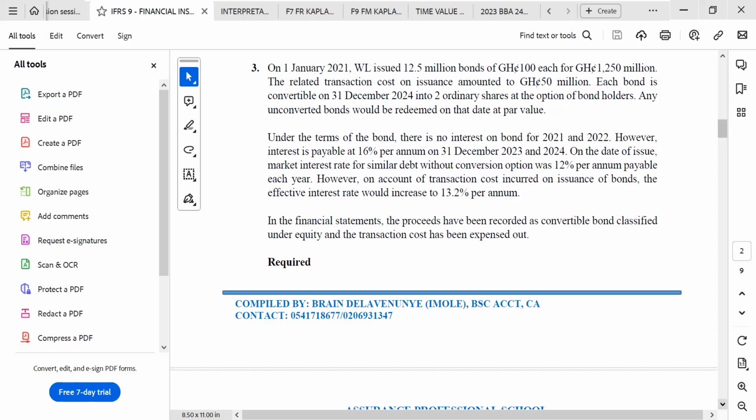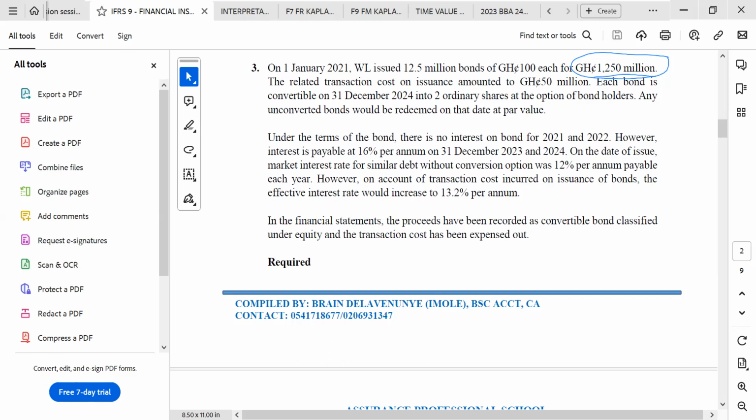Sometimes they will not give you the total. You have to calculate the total yourself. So you just take the number of bonds or the number of instruments that you have multiplied by the value per instrument. So this is the total proceeds that they have received. This is a bond. So on the face of it, this is a financial liability.